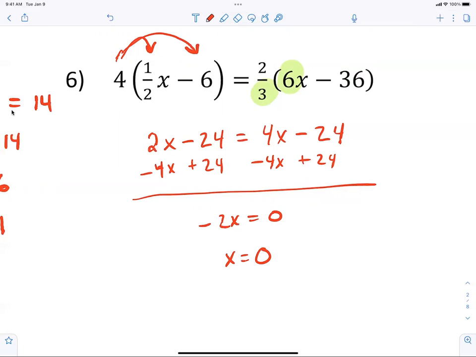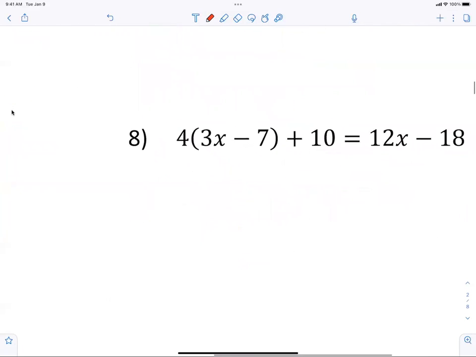All right, we did fractions here. Anybody going, man, I wish you'd explain 2/3 times 6? Anybody? All right, let's continue. Number 8.